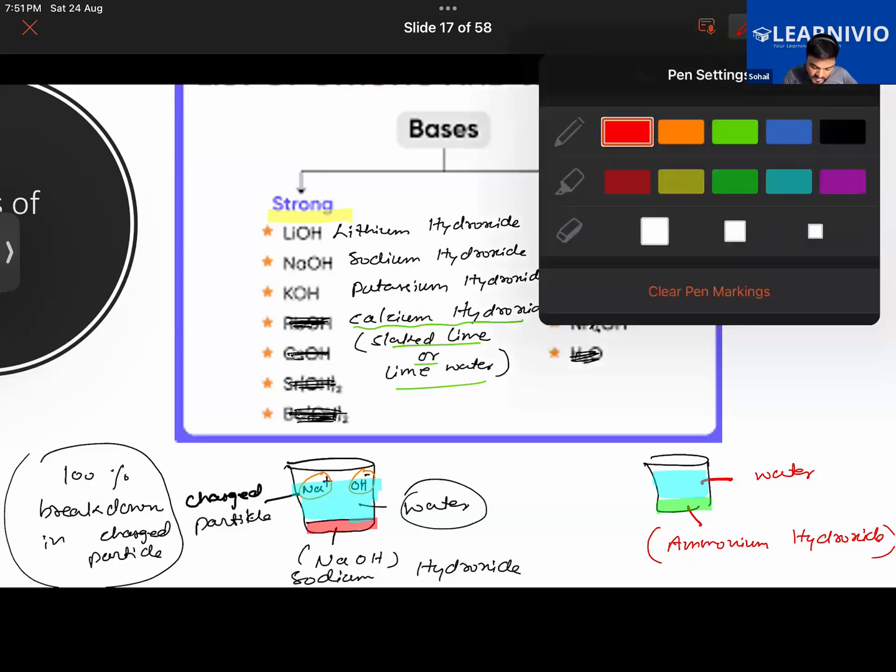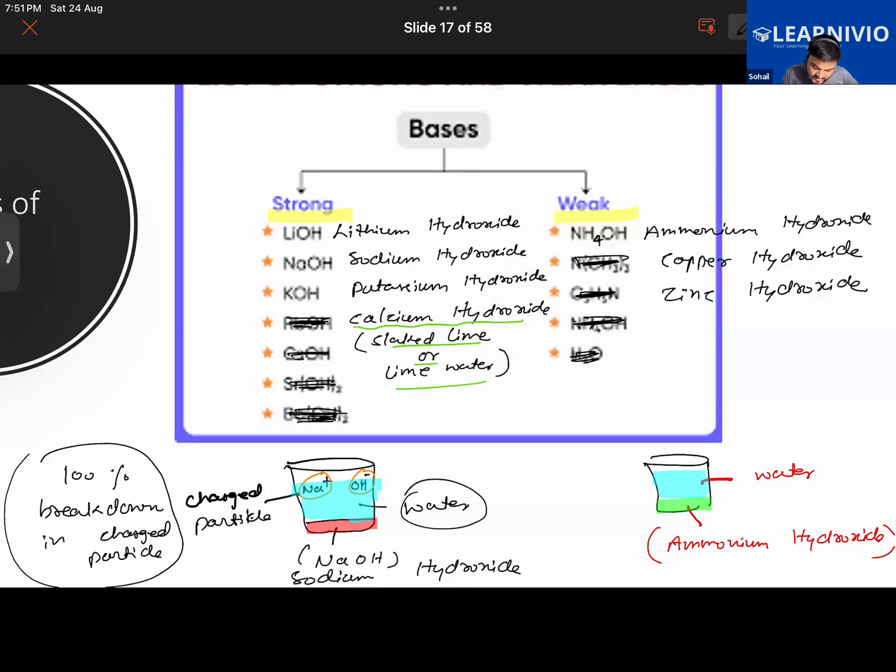So in this, what will happen? This will also break down, but not 100%. Let's say 30%, 40%, 50%, depending upon the type of base it is. You would ask like, name a strong base or a weak base. Yes, I will be asking like that. I can either ask strong or weak from you guys. Sir, can you not remove this page? I'm still writing. Okay, yeah, sure. I will not be removing it right now.